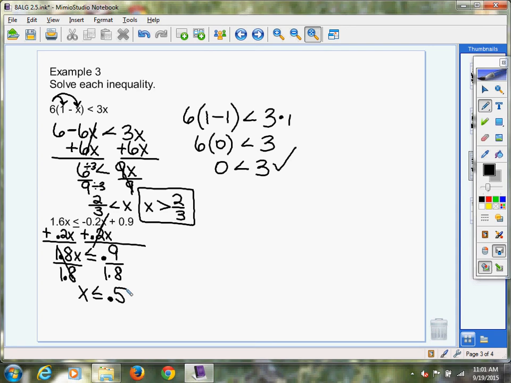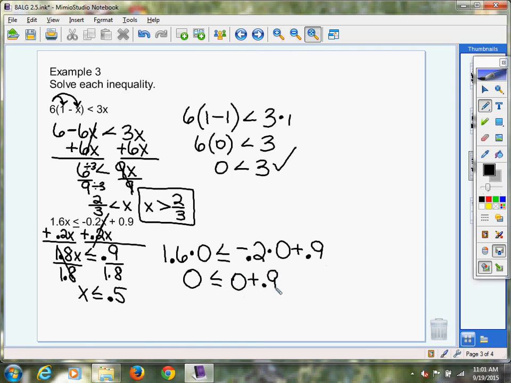Okay. So my advice to you is I would check this thing. There's just no good reason not to. So let's find a number, maybe a whole number, an integer that's less than 1/2. And I'm thinking 0. 0 is smaller than 1/2. So let's do 1.6 times 0 is less than or equal to negative 0.2 times 0 plus 0.9, okay? 1.6 times 0, anything times 0 is 0. So this is really a no-brainer, okay?